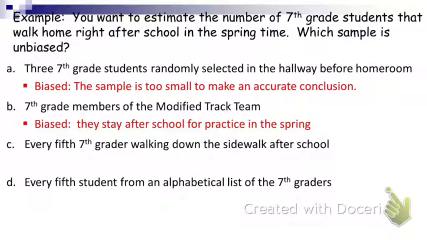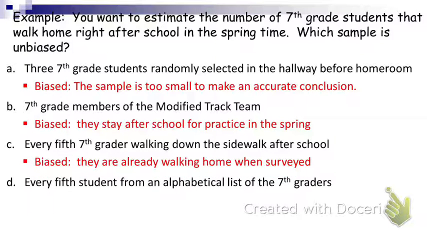If you're asking members of the track team, that could be biased because they stay after school anyway. Let's say they have a track team here. You're staying after school anyway, so they're not going to be leaving right after school. Every fifth seventh grader walking down the sidewalk after school seems like it would be unbiased because you're asking every fifth and it would be random. But they're walking down the sidewalk after school, so they're already walking home when you're asking them the question.